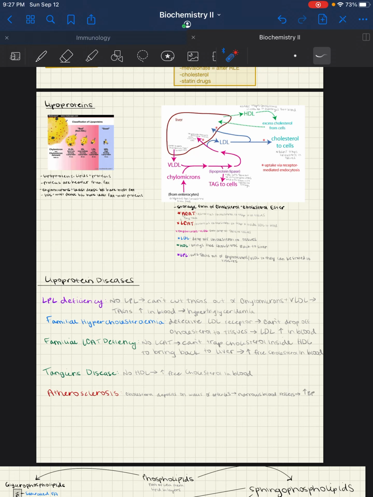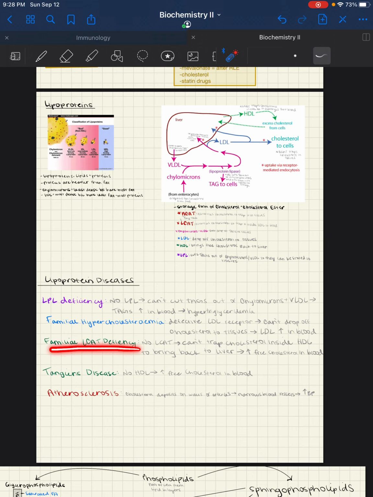Now, there's another disease called familial hypercholesterolemia. It's not as intuitive with the name, but familial hypercholesterolemia is when you have a defective LDL receptor. So if LDL can't be taken up into a tissue, where will it remain? It will remain in the blood. So then you'll see high LDL levels in someone with familial hypercholesterolemia. And I believe that I have that.